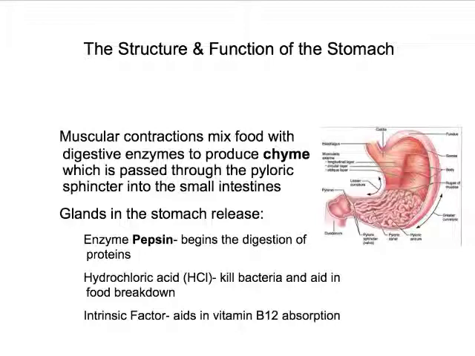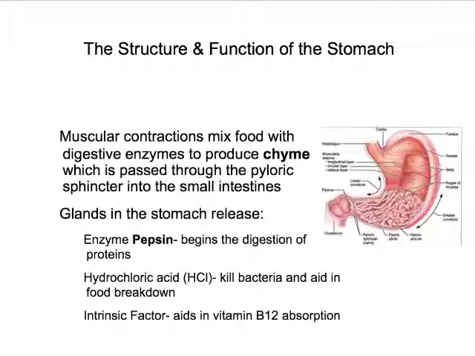Along with it, we have hydrochloric acid that's also secreted in the stomach. We usually refer to that as stomach acid. And the function of that is to also aid in food breakdown, breaking down into smaller pieces, and it also helps to kill any bacteria that may have been swallowed along with your food. And then the last secretion from the stomach is called intrinsic factor. And intrinsic factor is just a little chemical that is going to help in vitamin B12 absorption later in the small intestines.